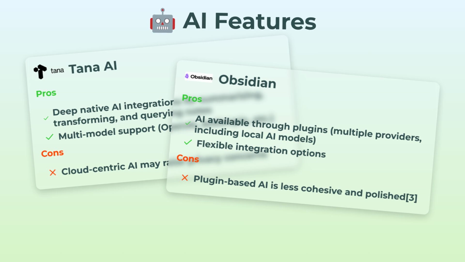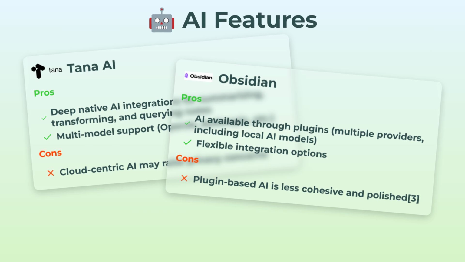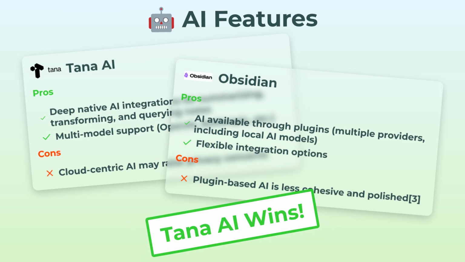Obsidian though, you need plugins for AI. They've got integrations, even local models, which is super flexible, but honestly it's just not as smooth or deep as Tana's built-ins. So when it comes to AI power, Tana kinda steals the show.